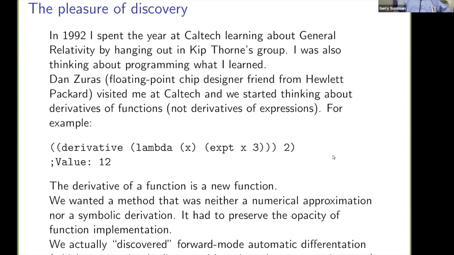What we want is a method that is neither numerical approximation nor symbolic derivation, because what we want to do is preserve the opacity of the function implementation. Like x cubed could have been written different ways. It could have been written as x times x times x. It could have been written as x times x squared. It could have been written as x to the fourth divided by x. All of those are mathematically equivalent.